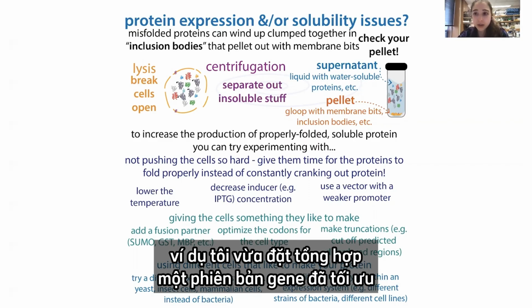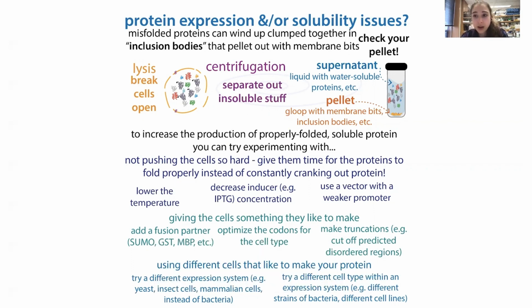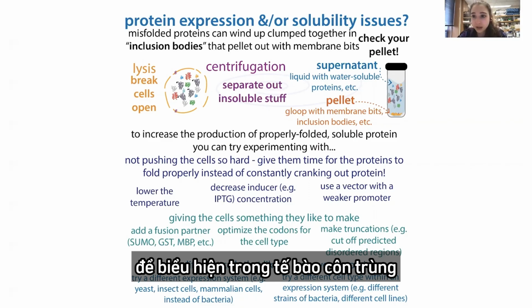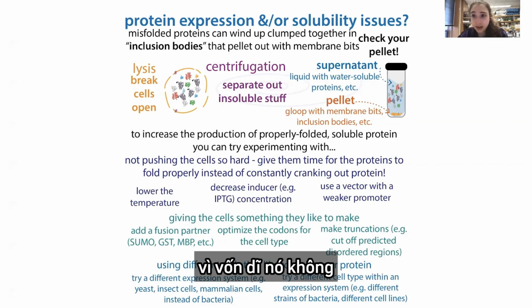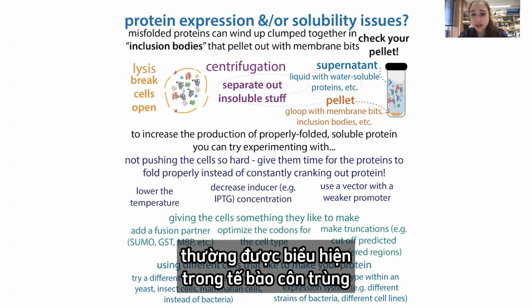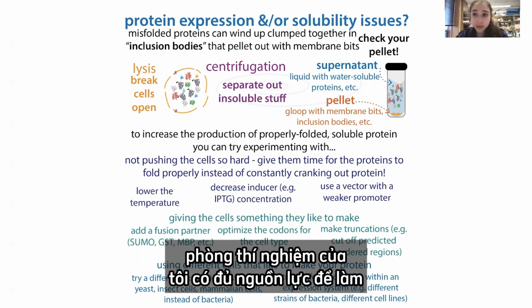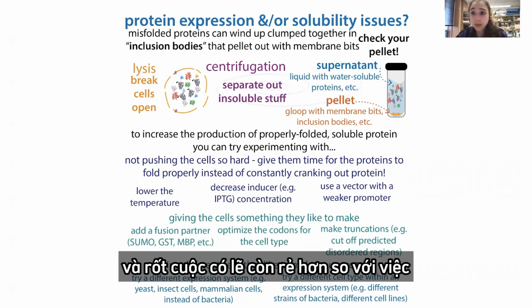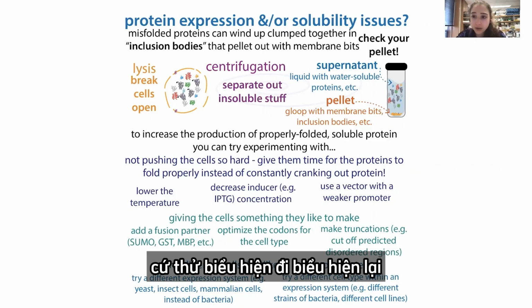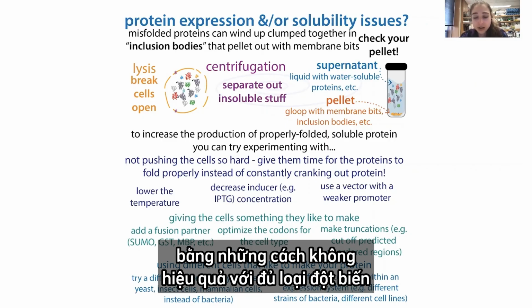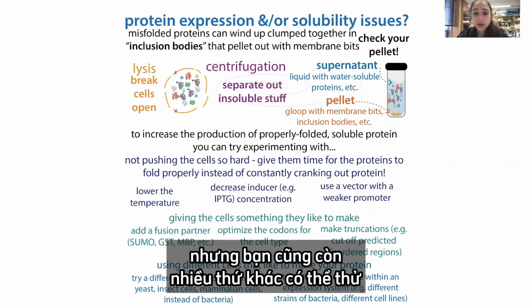So I just ordered an optimized version of a gene, for insect cell expression, because it's not normally expressed in insect cells, and so I want to give it the best chance of success. And thankfully my lab has the resources to be able to do that, and it would probably end up being cheaper than trying to express it over and over in ways that don't work with different mutations and stuff. But there are different things that you could do.